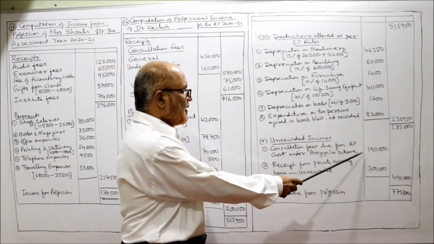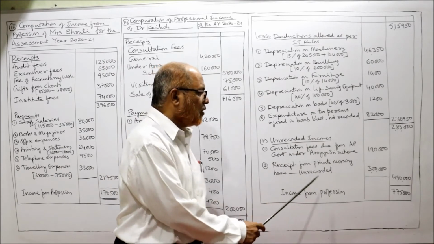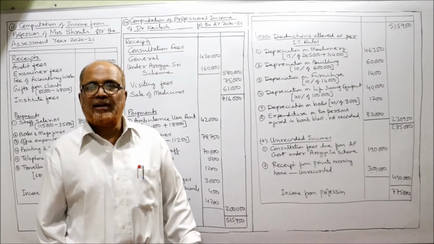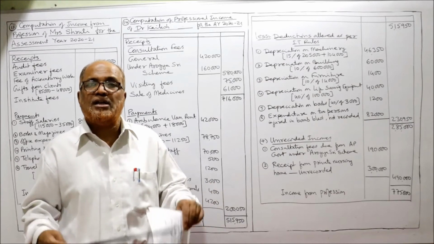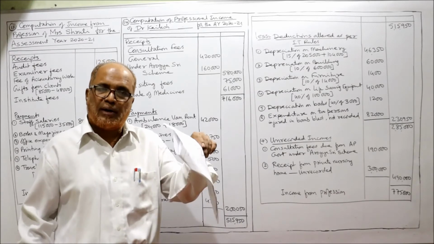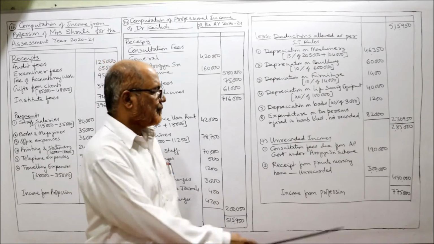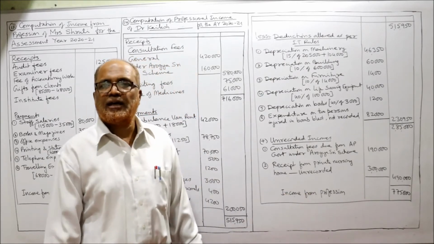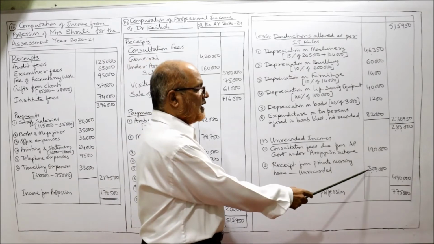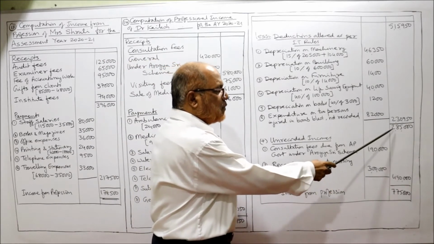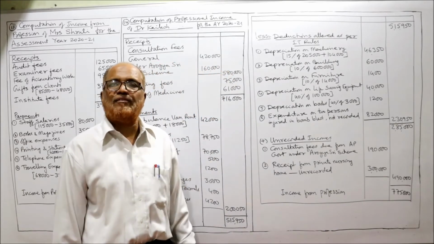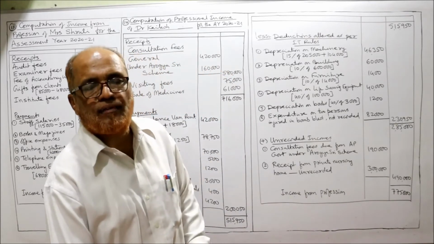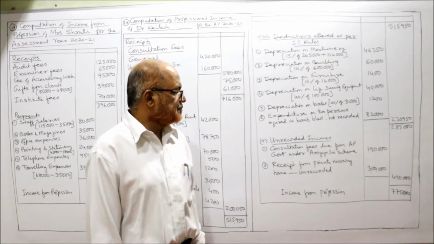So we add it. Similarly, receipt from private nursing home, unrecorded. He has to receive the income from the private nursing home. It is due, not received, but it is the income of the current year. 3 lakh. Now take the total, 4,90,000. Now add up 2,85,000 plus 4,90,000, you will get 7,75,000 as the income from profession.